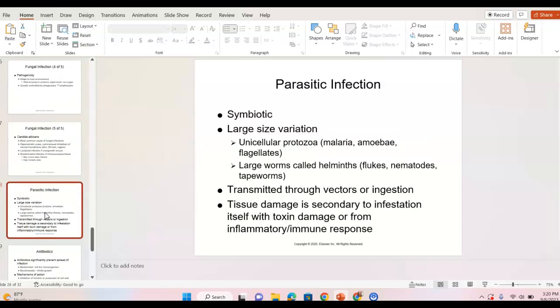Parasitic, gross, symbiotic, it likes to live off its host. You can have protozoa all the way up to large worms. I was going to find you a picture, but disgusting. If you've had an animal, sometimes they get them. They can be transmitted through vectors or usually ingestion, and then tissue damage is secondary to the infestation, depending on how much they replicate or grow, or the size, or they feed off you, or your inflammatory immune response.